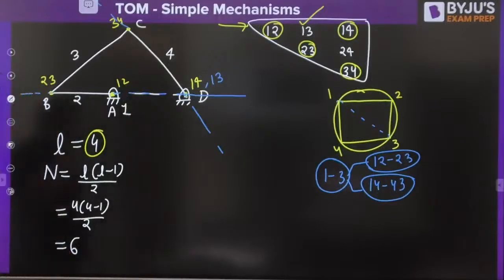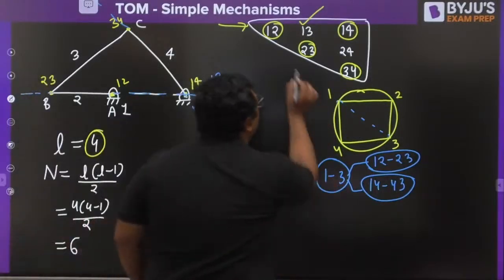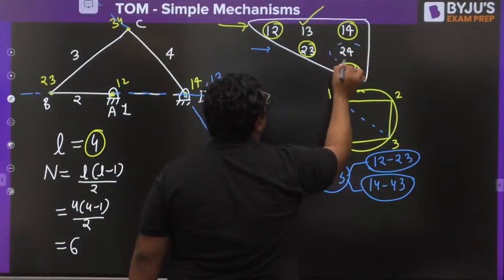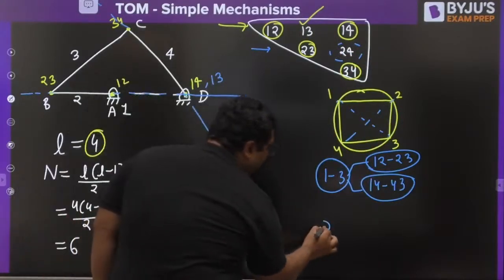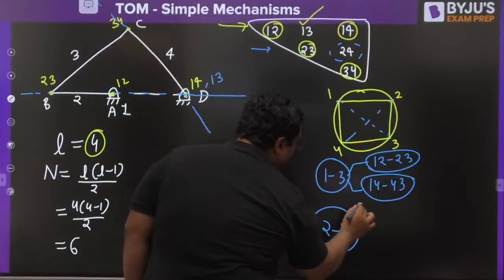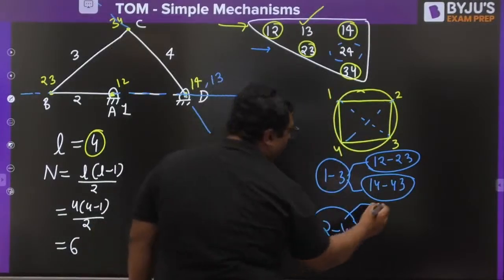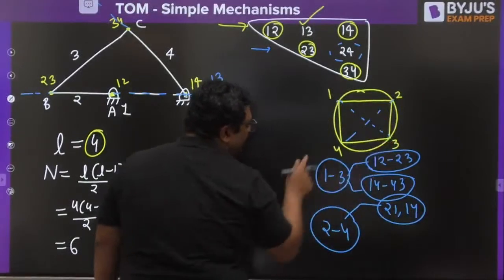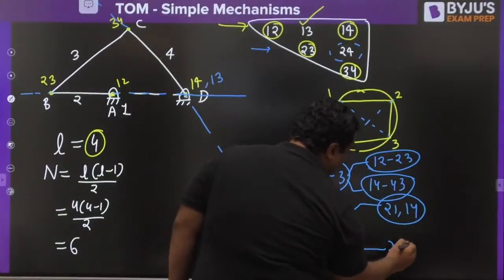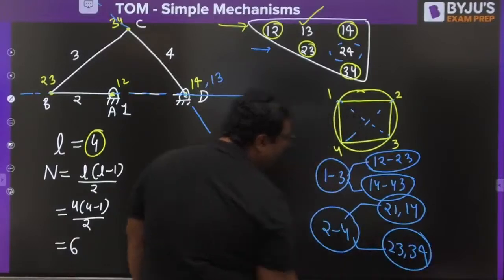Okay. So now we will go for the second unknown. The second unknown is in the second line, that is 2 4. When we go for this 2 4, once again there are 2 paths. The first path is 2 1, 1 4. The second path is 2 3, 3 4.